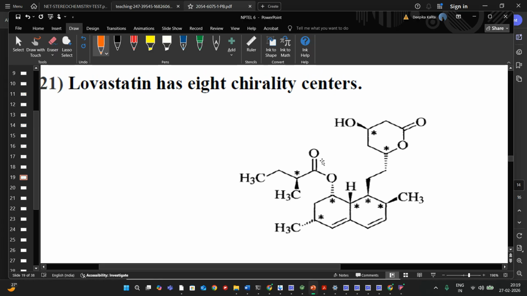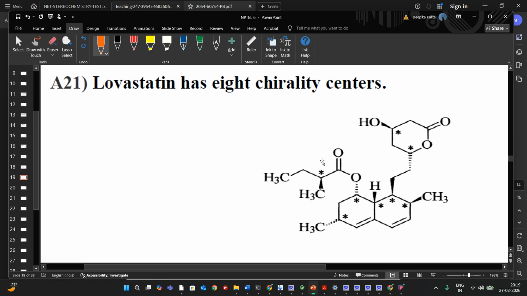So the given compound lovastatin has 8 chirality centers in total, and here are the chiral centers which have been listed down. So these are the chiral centers which are present and are linked to 4 different substituents. I hope you all could figure out the total number of chirality centers present in the molecule.